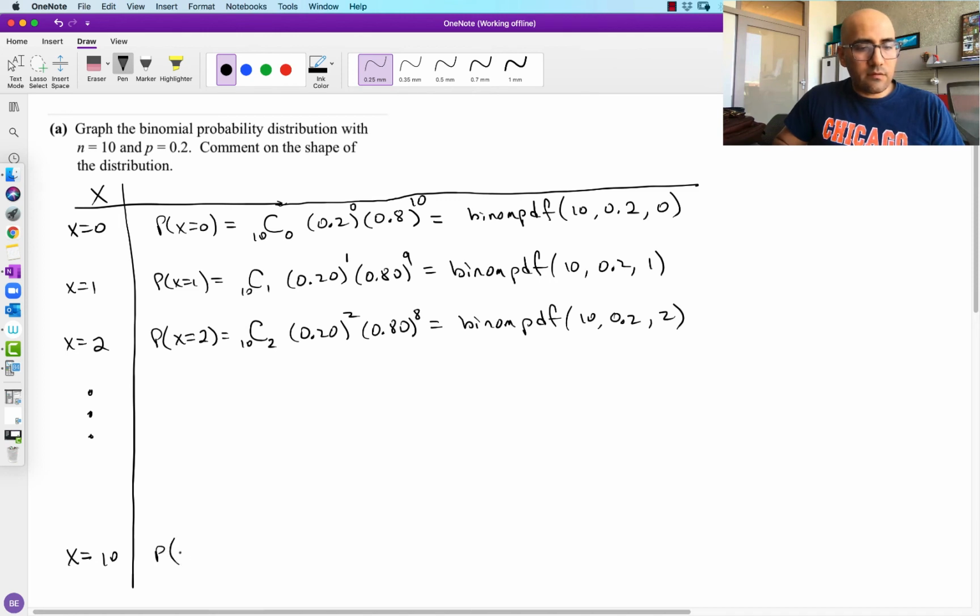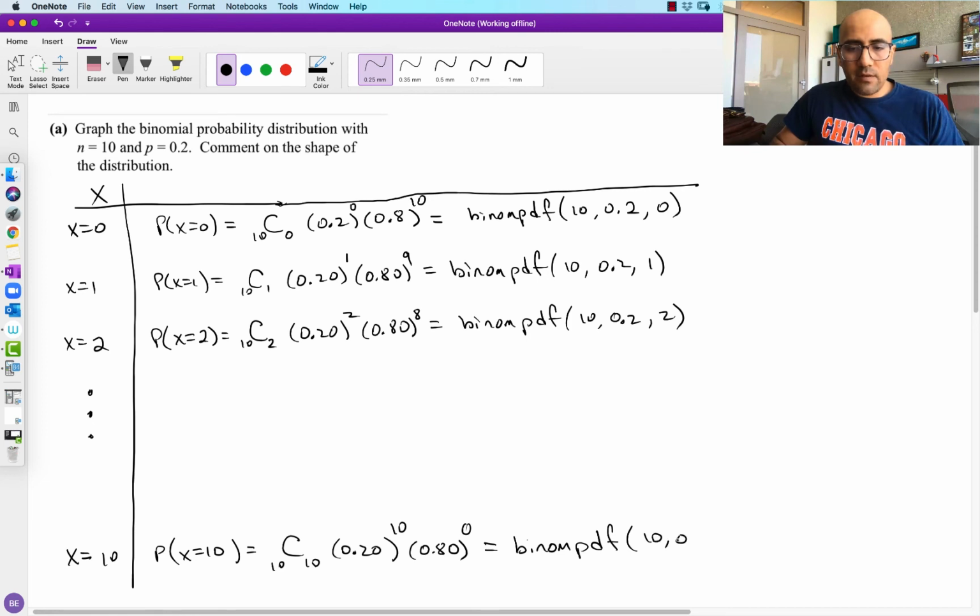This last one, x equals 10, is equal to 10 choose 10, of 0.20 to the power of 10, 0.80 to the power of 0, right? 10 successes, 0 fails. And this is going to be binomPDF of 10, 0.2, 10. Right? This will give us the same answer right there. Okay, well, let's type in a couple of these into our calculator, get the results.